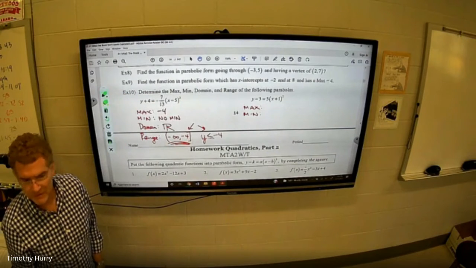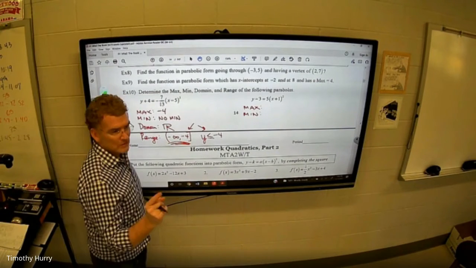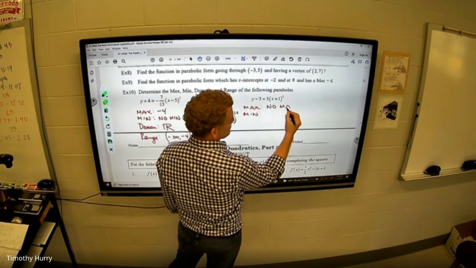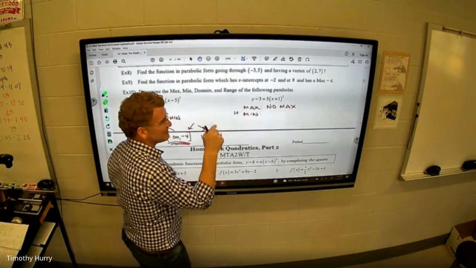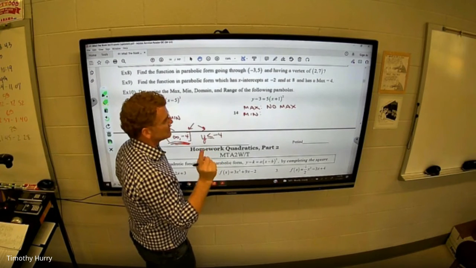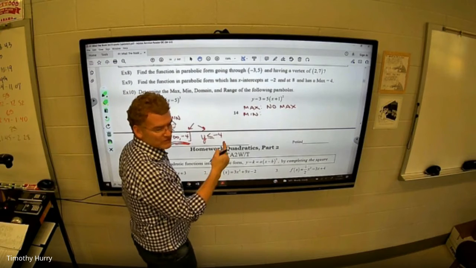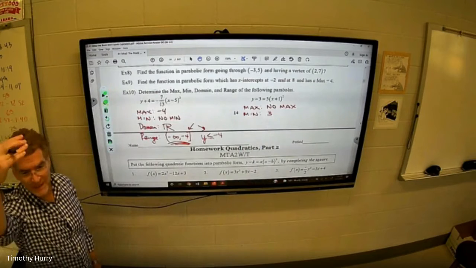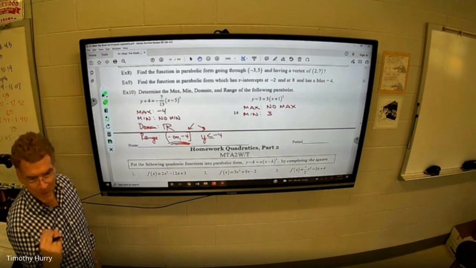Max. What is it? No max, right? Because it's going up. It goes up forever. It's unlimited. What's the min? 3. The y coordinate of the vertex, right? So this thing goes up forever, but comes down to a y value of +3.